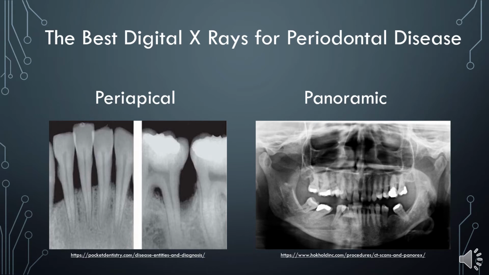Periapical and panoramic images are routinely used for evaluating bone levels. Full-mouth surveys of periapicals have been considered a gold standard, and the same features of interest can be found on panoramic images.